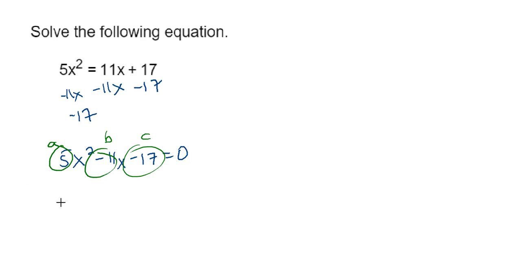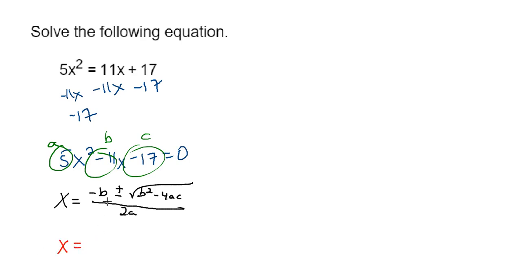So the quadratic formula is x equals negative b plus or minus the square root of b squared minus 4ac over 2a. Sorry, got a little crooked there. I'm going to try to fit this down here. Let's see if it'll work.